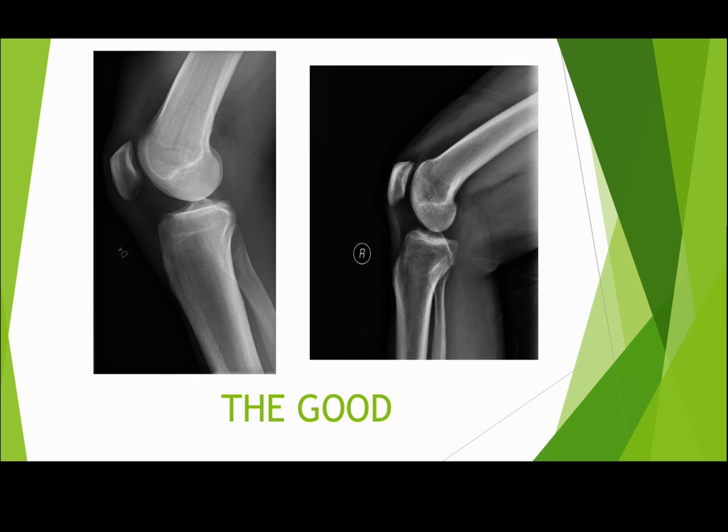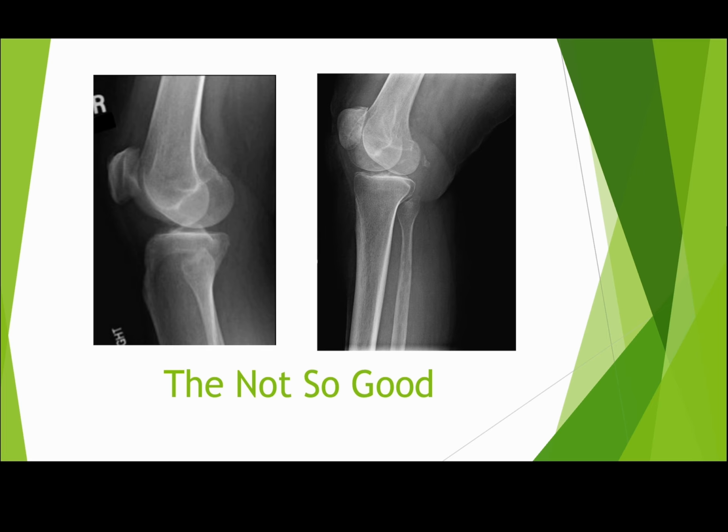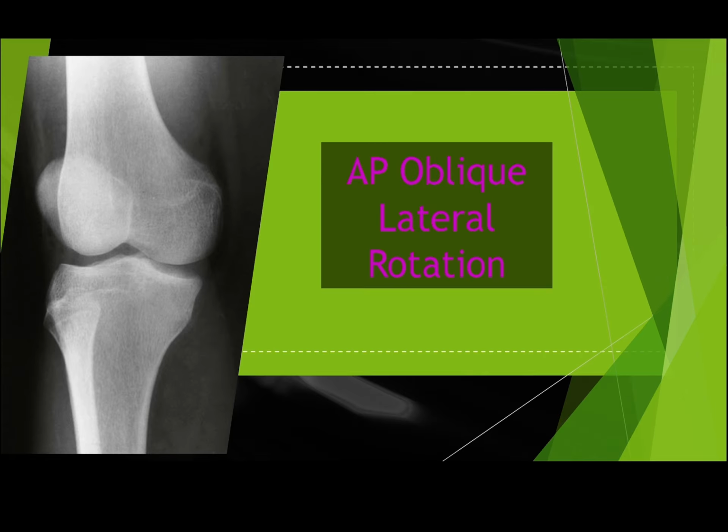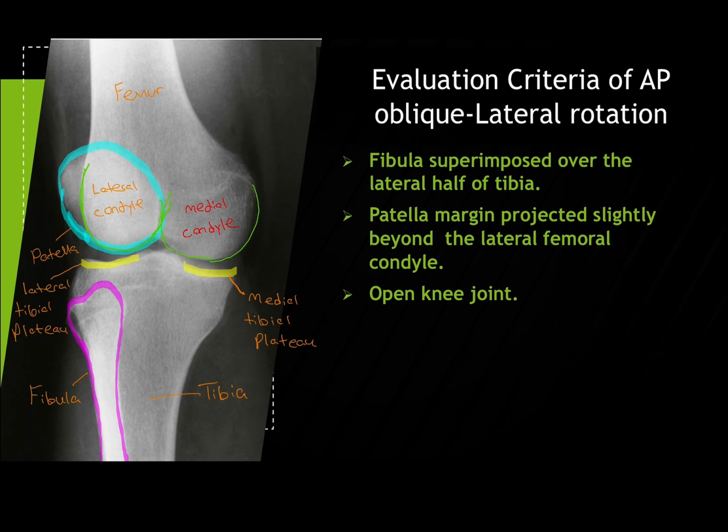So comparing, here you go. So moving on to AP oblique lateral rotation. So the evaluation criteria for the AP oblique lateral rotation is fibula is superimposed over the lateral half of the tibia. Patella margin projected slightly beyond the lateral femoral condyle. An open knee joint.